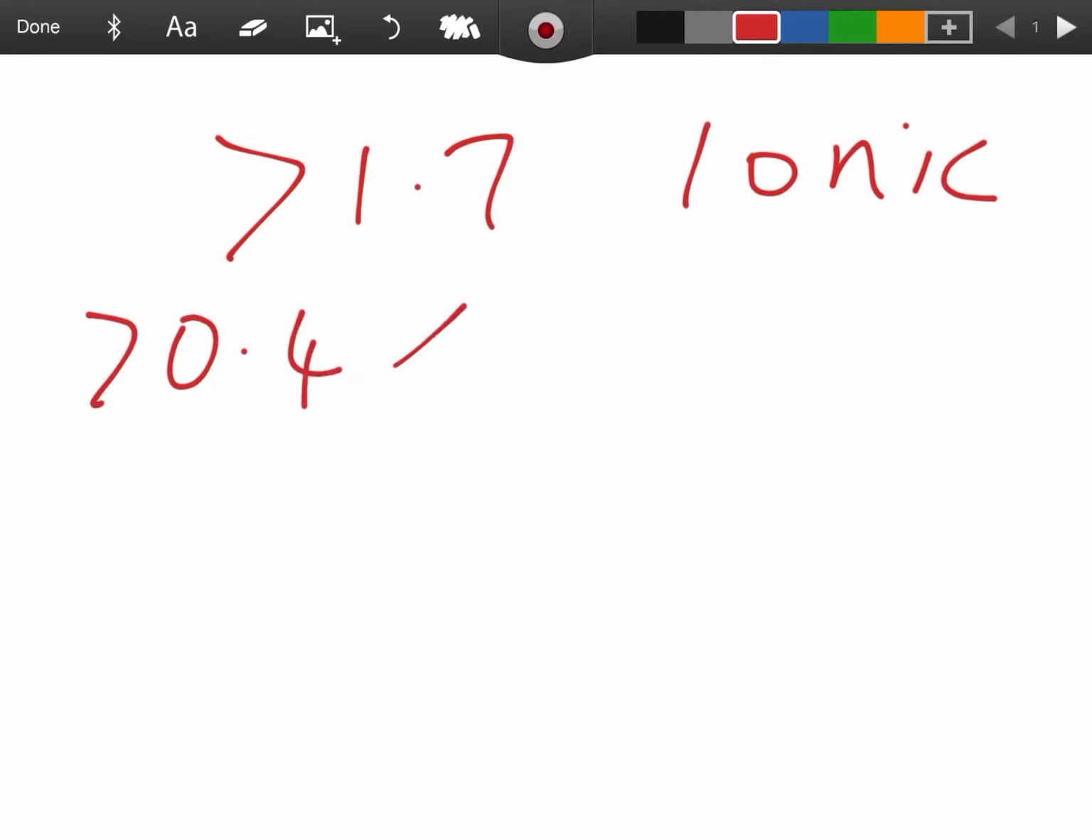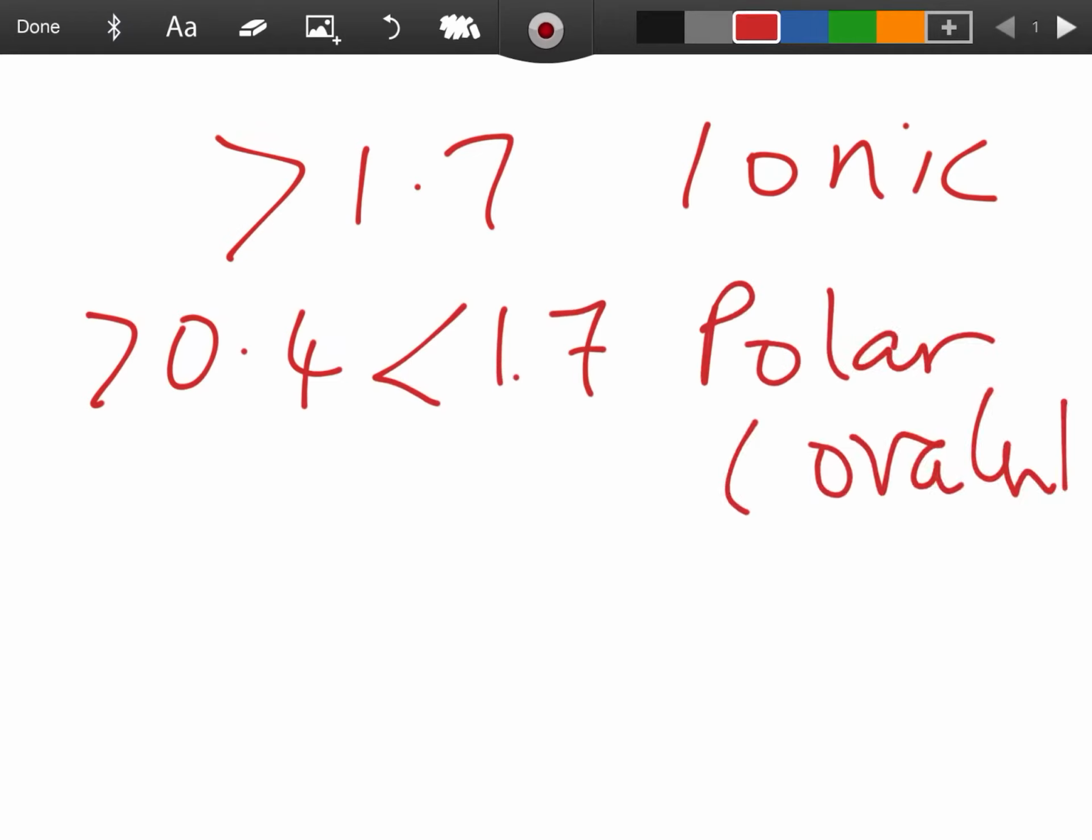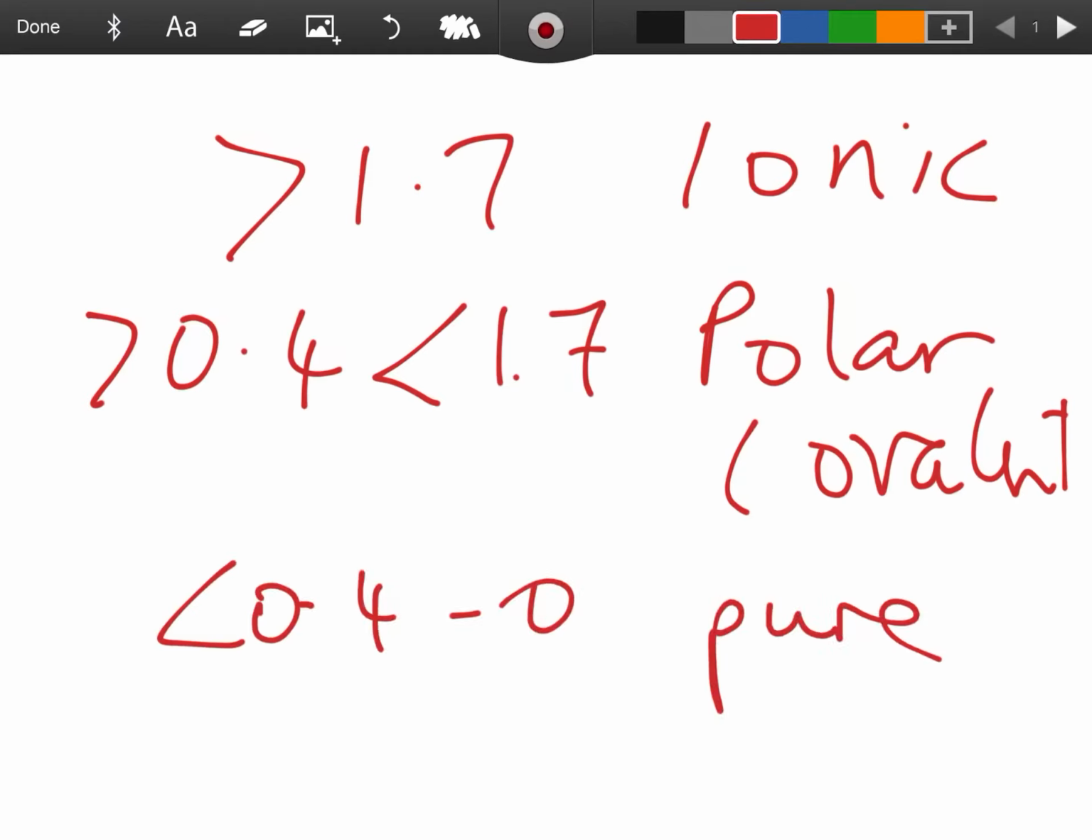If it's greater than 0.4 but less than 1.7, then you're going to say that it's polar covalent. There are regions of positives and negatives there. And if it's less than 0.4, then you're going to say that it's pure covalent, that there are no regions of positives and negatives there at all in that molecule or compound.